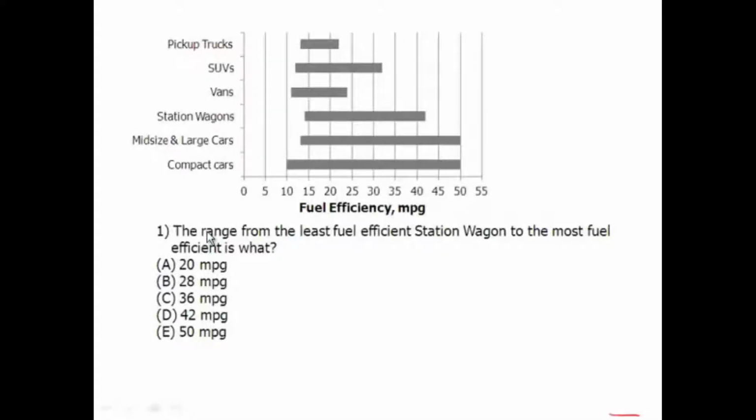The range from the least fuel efficient station wagon to the most fuel efficient is what? So remember that range means basically the max minus the min. The highest number minus the lowest number is the range. So if we look at station wagons, we're going from here, which is about 14, to here, which is about 42. And 42 minus 14 is 28. So that would be the range. And this is answer choice B.